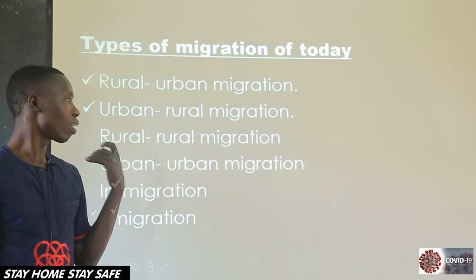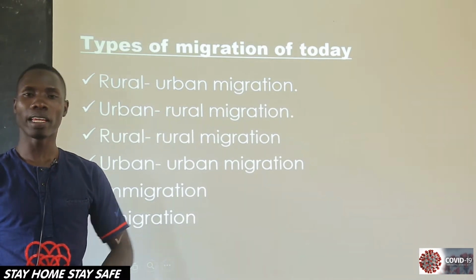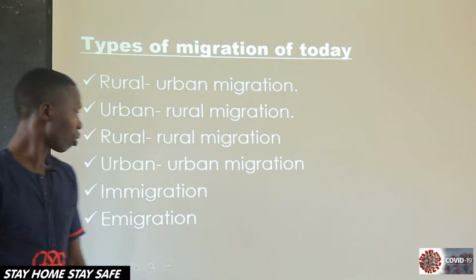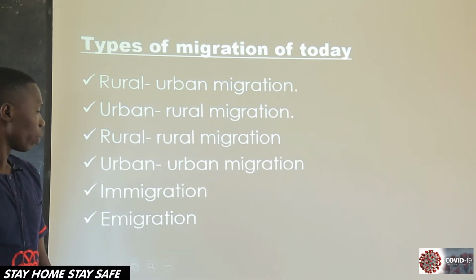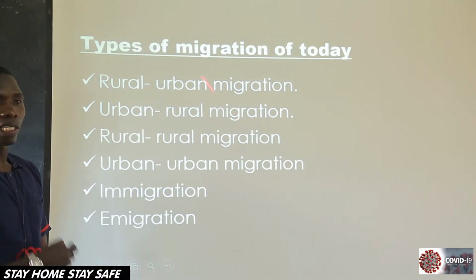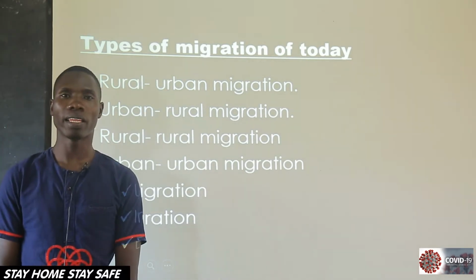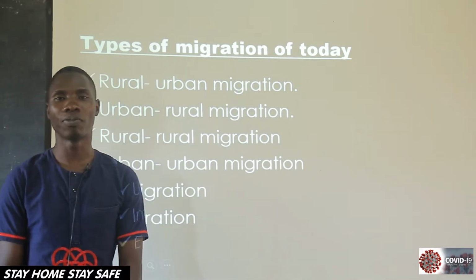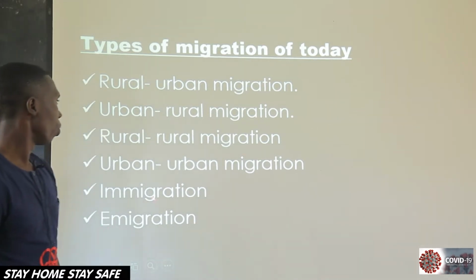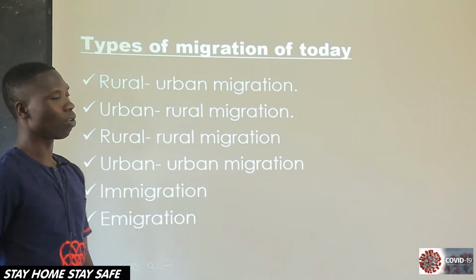Now we are going to go through each one of these types. These types depend on which place you are living in and which place you are going to, and that is how we get these types of migration. We shall first read through and then explain one by one. So we have rural-urban migration, urban-rural migration, rural-rural migration, urban-urban migration, immigration, and emigration. Those are the 6 types of migration we have.